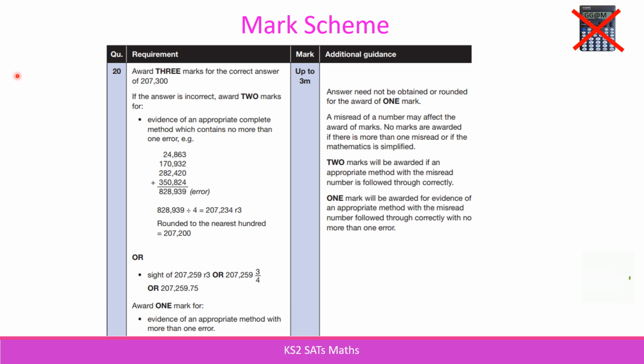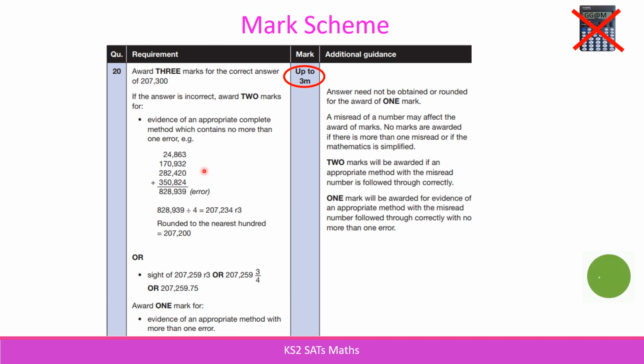This question shows the mark scheme, and it's up to 3M, which means 3 marks. Now you get 3 marks for getting the correct answer of 207,300. If the answer is incorrect, you can get 2 marks for evidence of adding up the values and then dividing by 4, or if you've written down any of these numbers that are written down here. You can get 1 mark for evidence of an appropriate method with more than 1 error.